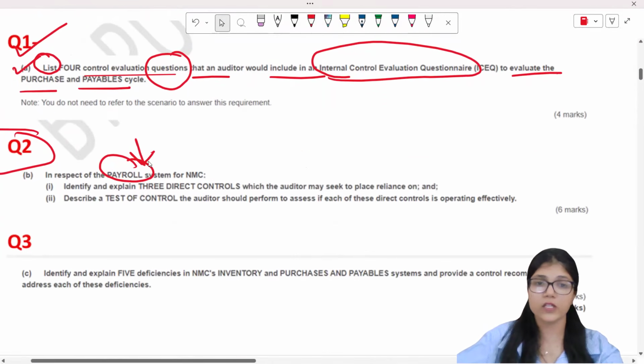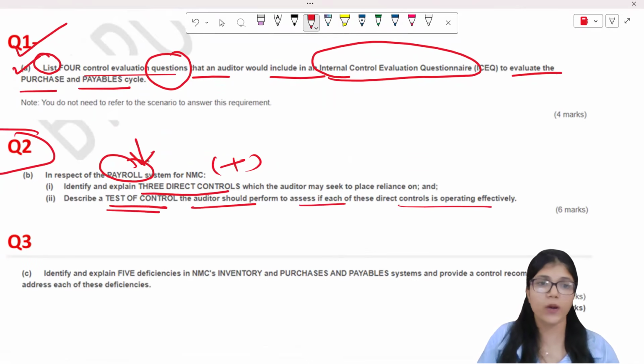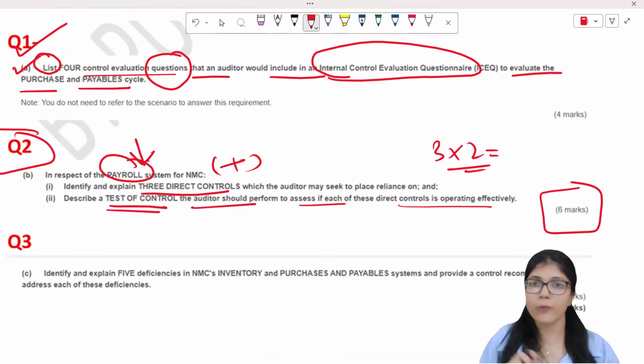So we'll do the first question. In respect of payroll, identify and explain three direct controls. That means positive, good things that the company is doing, which the auditor may seek to place reliance on, and describe a test of control the auditor should perform to assess if these controls are working effectively or not. So you have to talk about direct controls plus test of controls. This is for 6 marks, and you have to write 3 into 2 marks, 2 points, right?